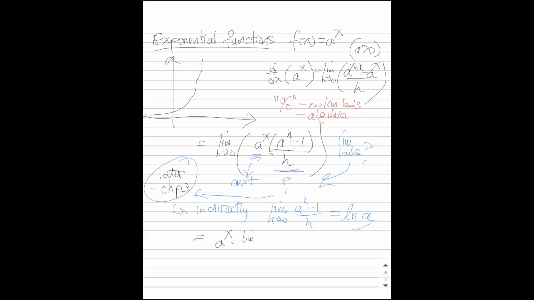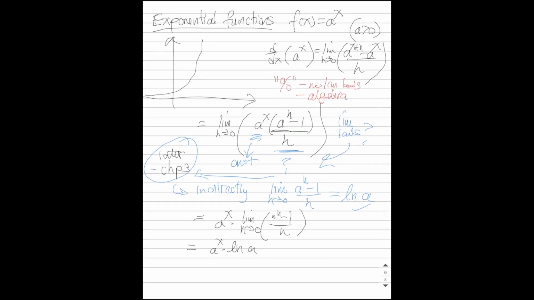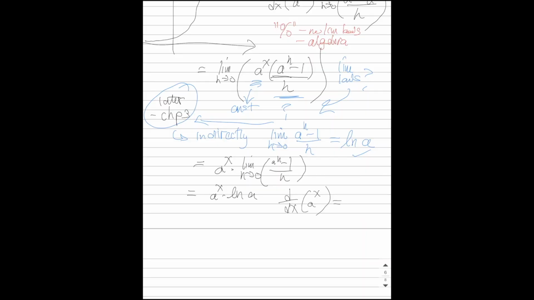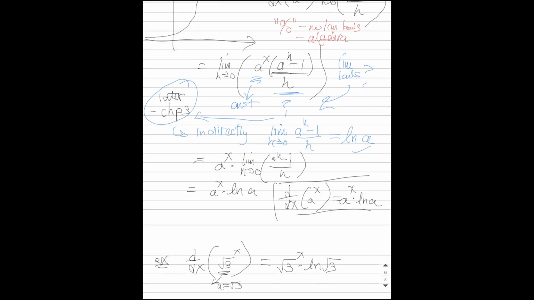So we are going to go ahead, apply the limit laws, and get a to the x as a constant times this limit. This is equal to a to the x times the natural log of a. So we end up with a nice little shortcut formula for this derivative. You can assume that this is fact from here on in, and you can just apply it. So for instance, if I give you that the exponential function is root 3 to the power of x, that means a is equal to root 3. And so according to the derivative rule, this would be 3 to the x times the natural log of 3.